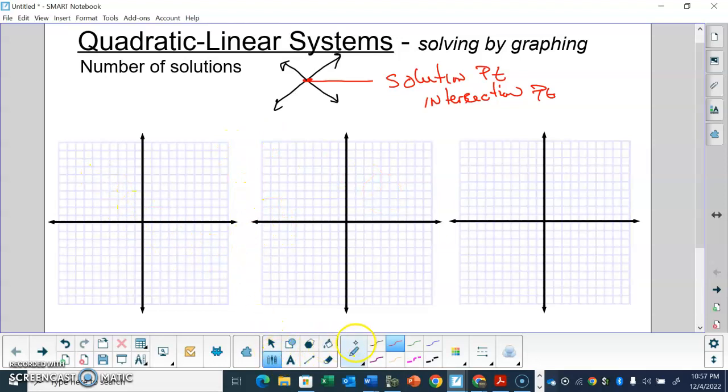So I can have a quadratic function of some type, maybe something like that. And then I can have something linear that crosses over. And you can see when it crosses over, it makes points of intersection. So those are solutions. So in this case, we have one here and over here, so we can have two solutions.